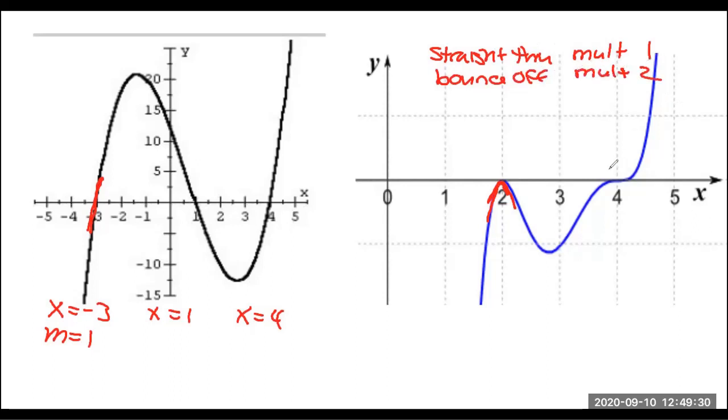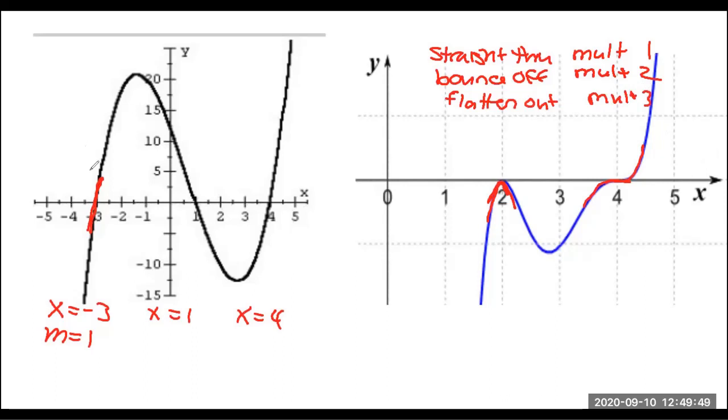And then the last one is, do you see here where it approaches our x-intercept, but then it flattens out, and then it goes back up again? So we're going to say flattens out, it's got a multiplicity of 3.